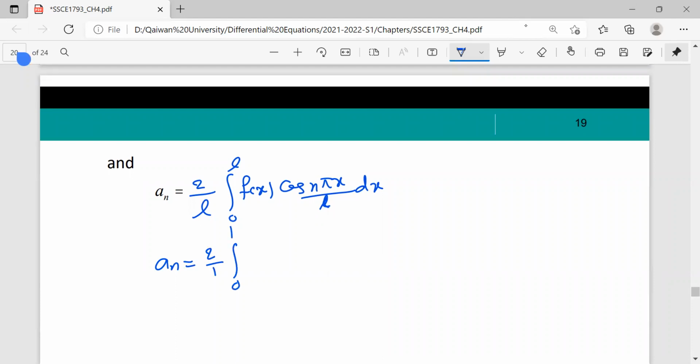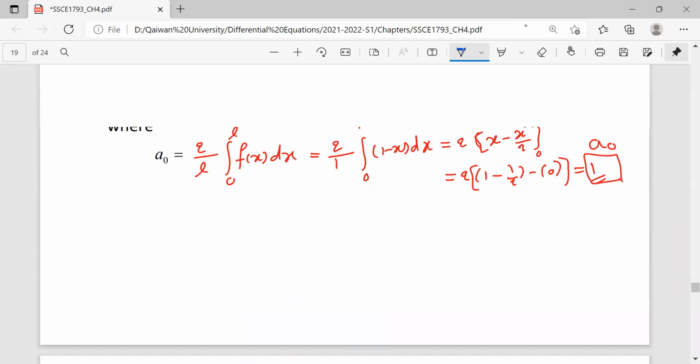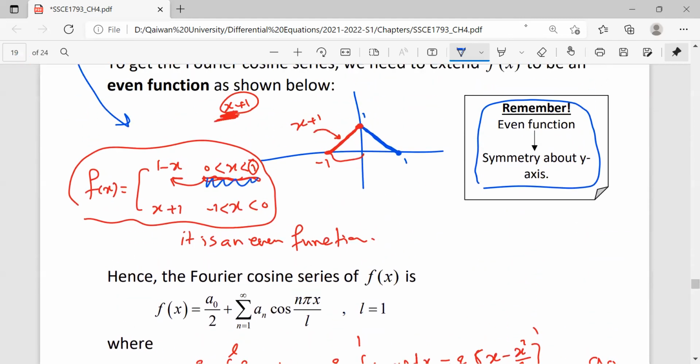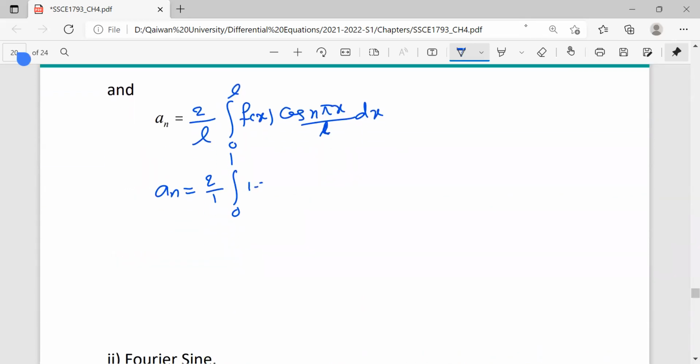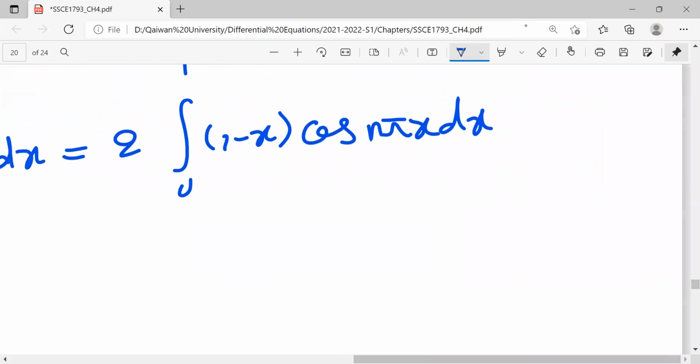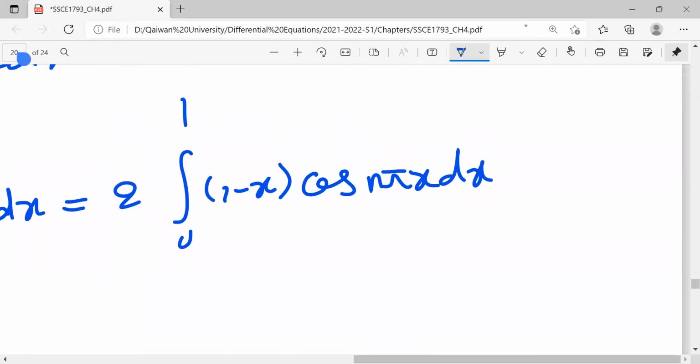Integration from 0 to 1, of 1 minus x times cosine n pi x over L, and L is 1, dx. This equals 2 times the integration from 0 to 1 of 1 minus x times cosine n pi x dx. Here, we use the short method for finding this integration.